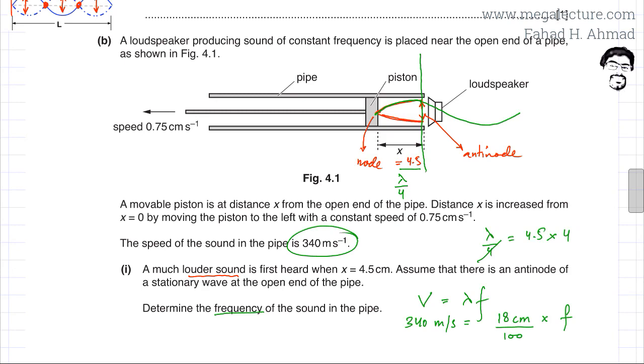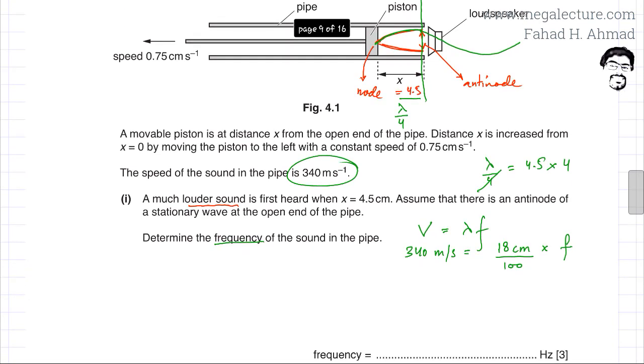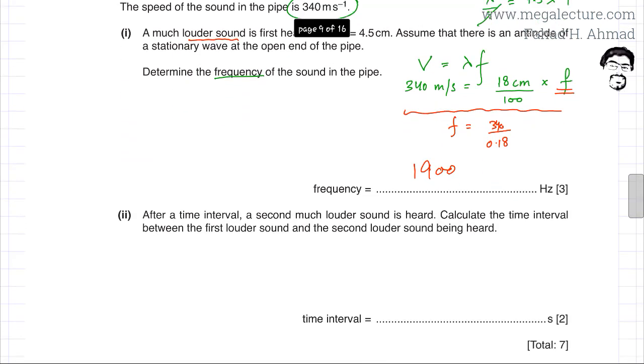And the answer that I'm going to get, if I solve this, is going to be 1900 hertz. So if I solve for f, make f the subject of the equation, f would be 340 divided by 0.18. And the answer is going to be 1900 hertz. So we've solved the first part.